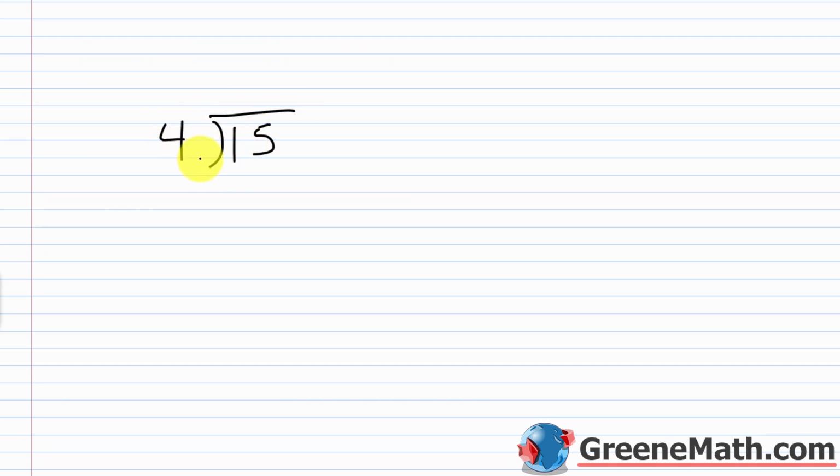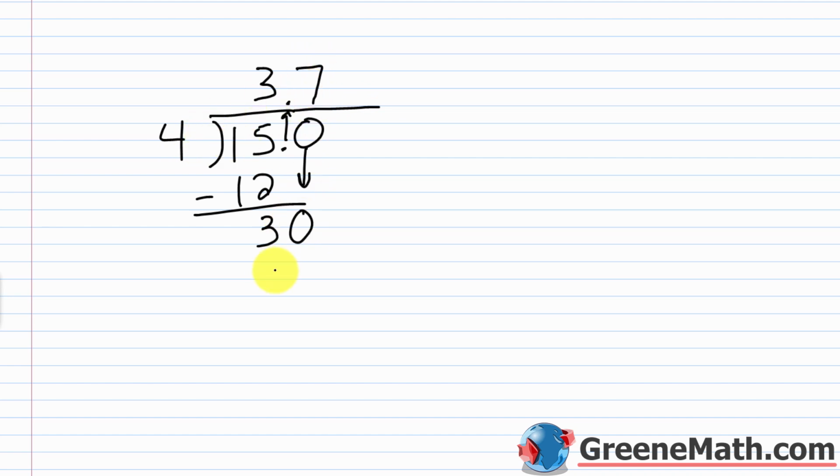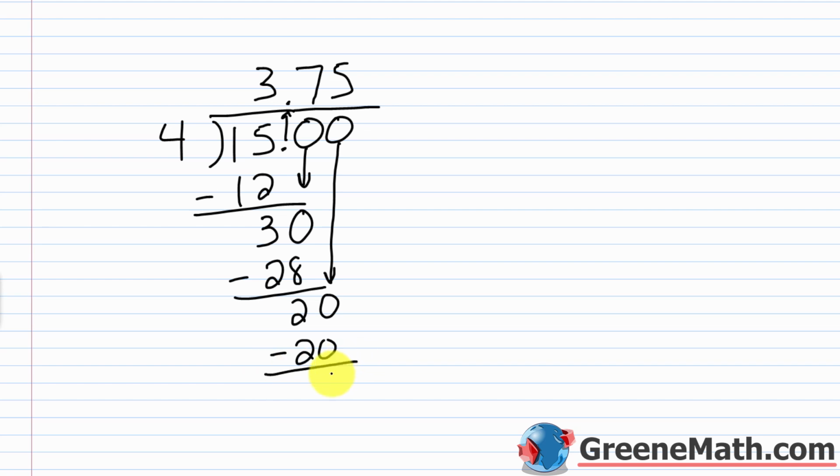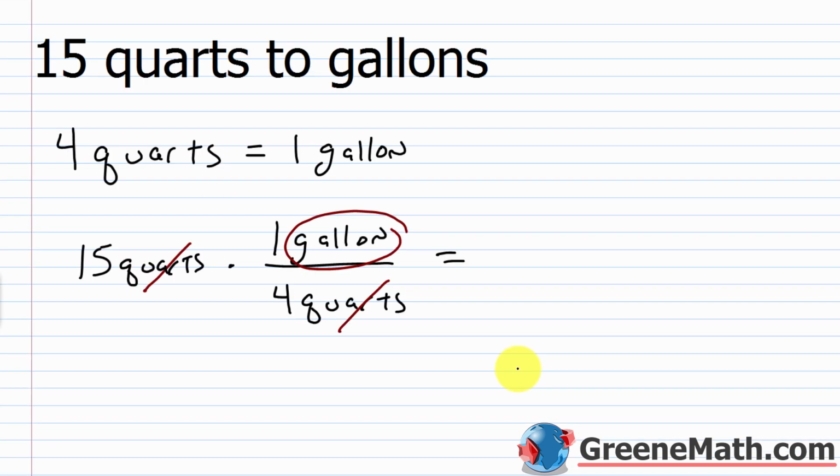4 doesn't go into 1, but it will go into 15 3 times. 3 times 4 is 12. Subtract and get 3. Let's put a decimal point here and bring it up into the answer. Put a 0 here and bring that down. 4 goes into 30 7 times. 7 times 4 is 28. Subtract and get 2. Put another 0 and bring that down. 4 goes into 20 5 times. 5 times 4 is 20. Subtract and get 0. So 3.75 is our answer. So 3.75. And of course we have gallons.